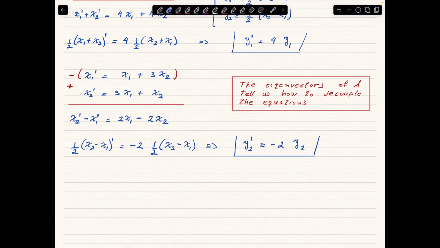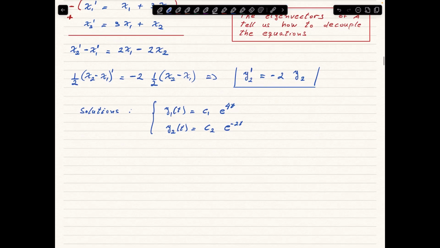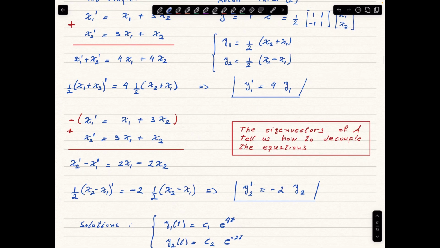The solutions are, well, y1 of t is of course some constant times exponential 4t, and y2 of t is some other constant times exponential -2t. So here are the solutions of the diagonal system. Now how do we transform back? Well, let's recall what the y's are defined by this expression.